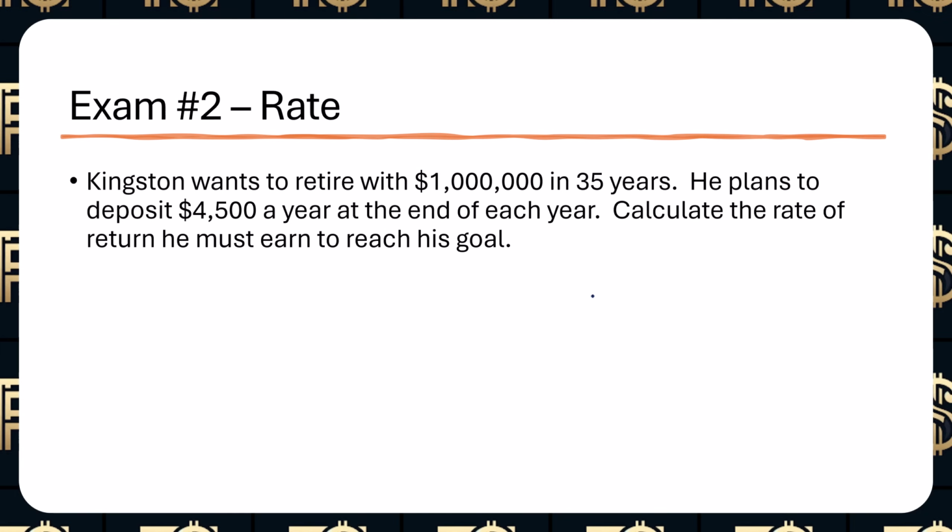Kingston wants to retire with $1 million in exactly 35 years. He plans to deposit $4,500 a year at the end of each year. That tells me that this is going to be an ordinary annuity.